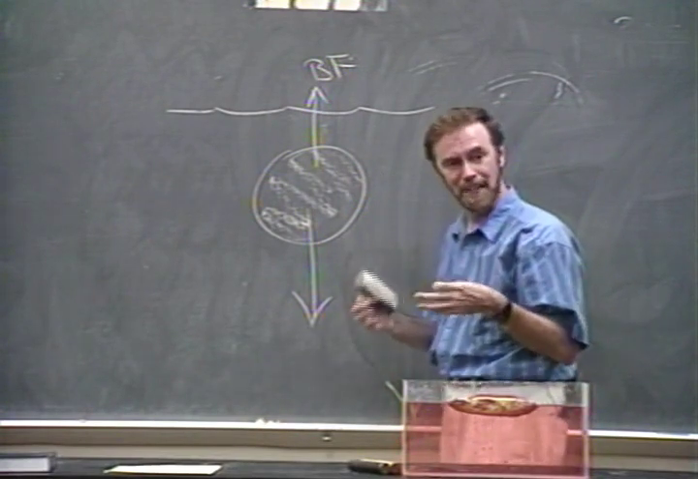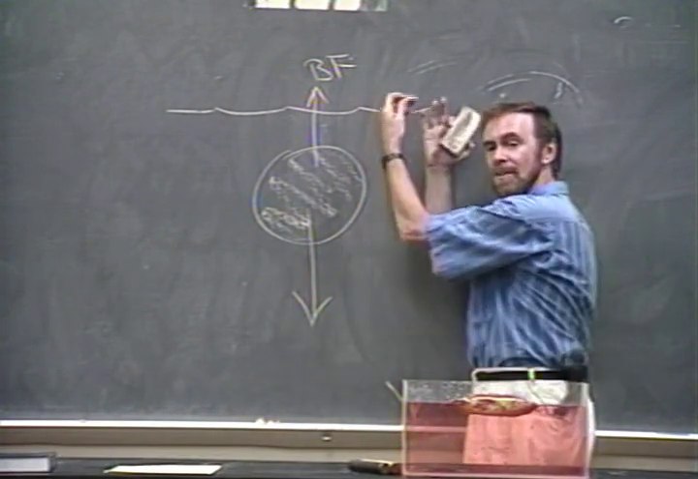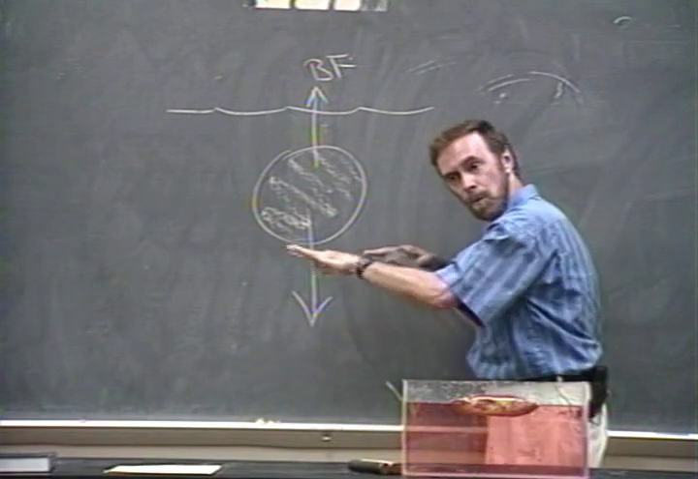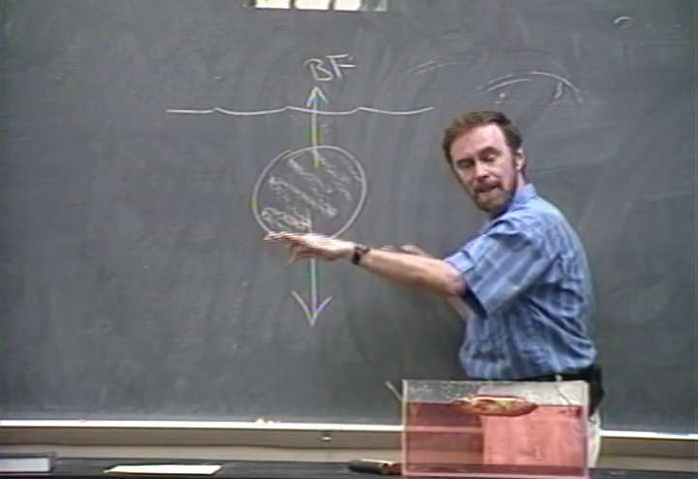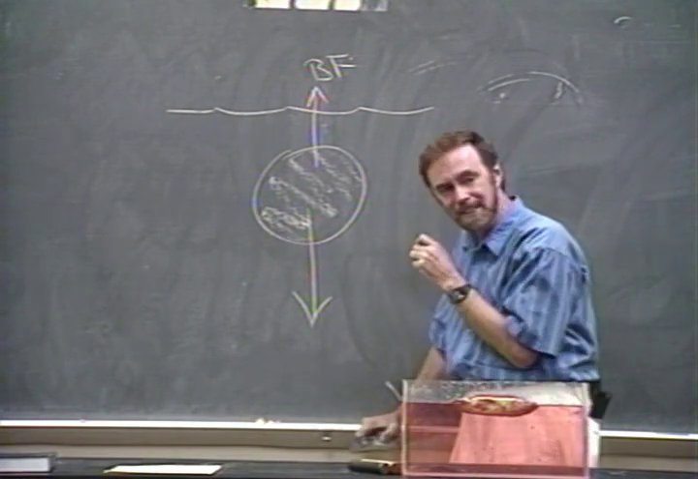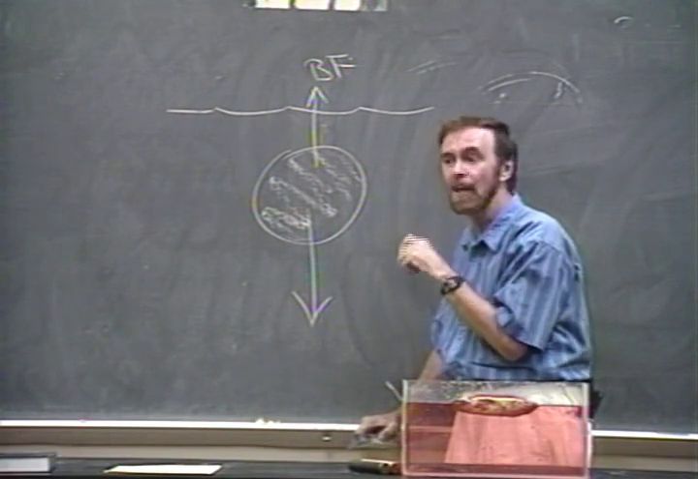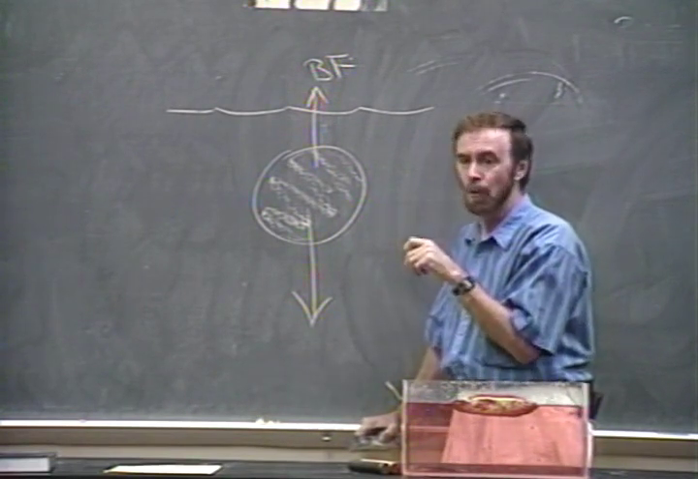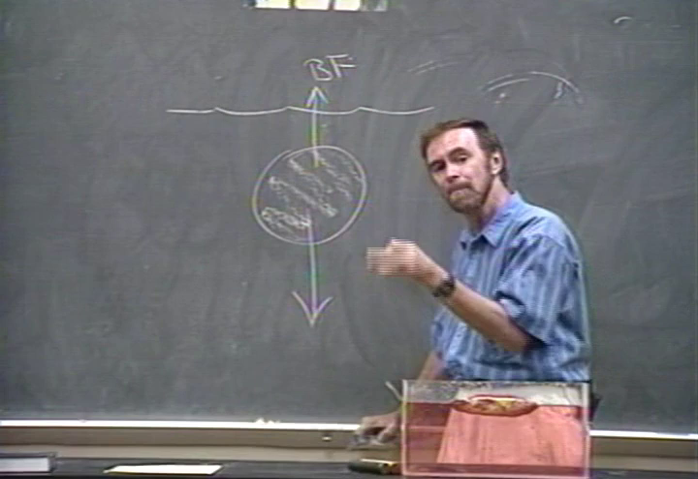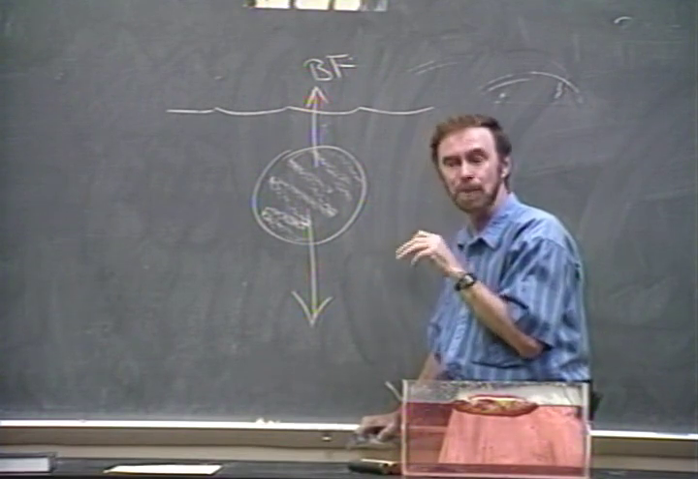So if something has the same density as water, it's not going to float, it's not going to sink, it's going to do neither. The density of water is 1 gram per cc, or 1 kilogram per liter, or 62.4 pounds per cubic foot. That's the density of fresh water.